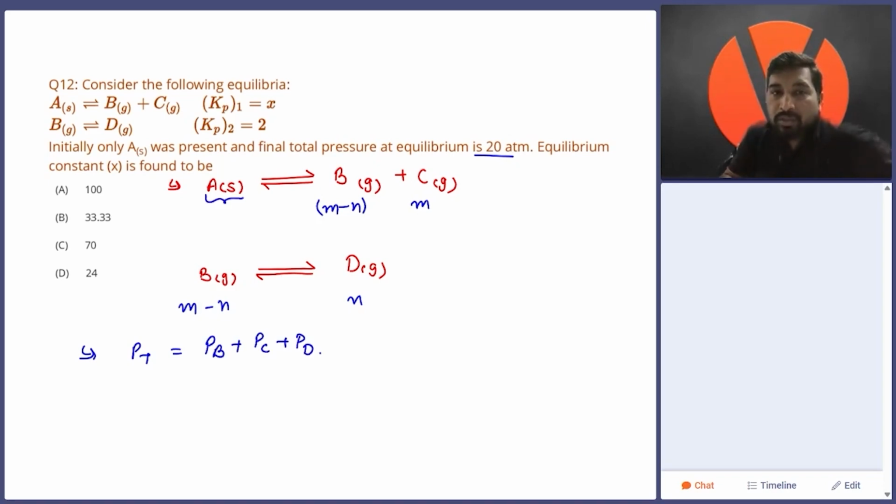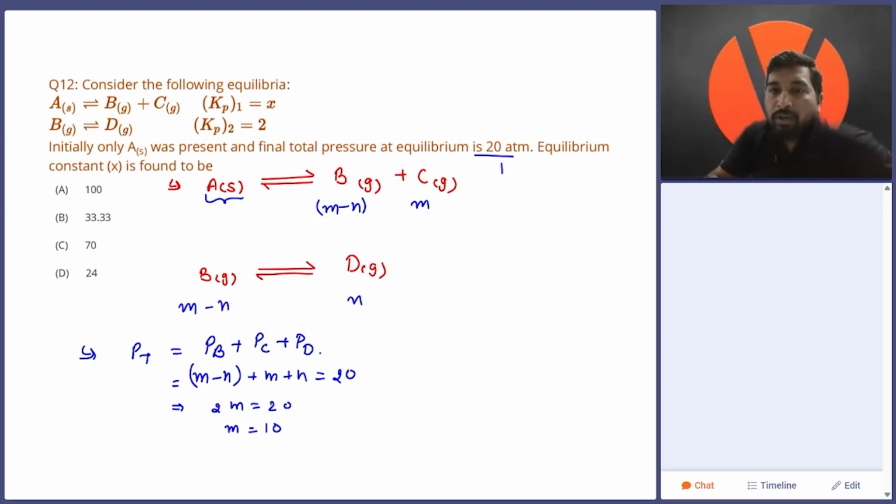Here A is solid, so it has no effect on the pressure. What is the partial pressure of B? That is equal to M minus N. What is the partial pressure of C? That is M. What is the partial pressure of D? That is N. And the sum of these partial pressures, P total, is equal to 20. Now solve this equation. You will get 2M is equal to 20, so the value of M is equal to 10.